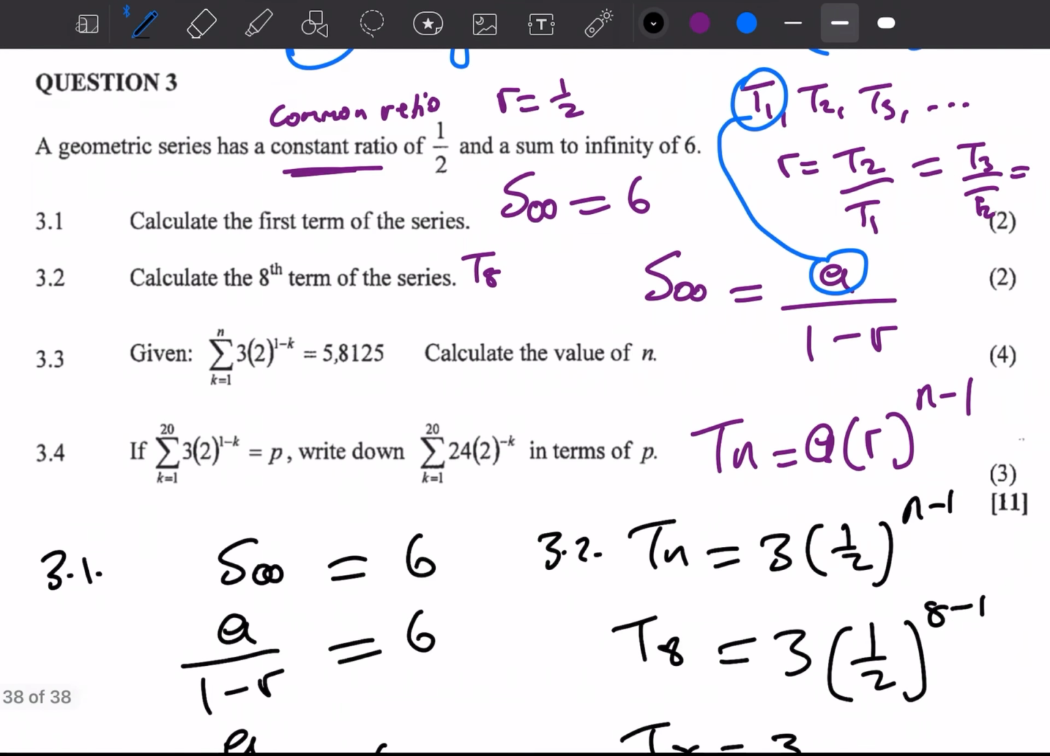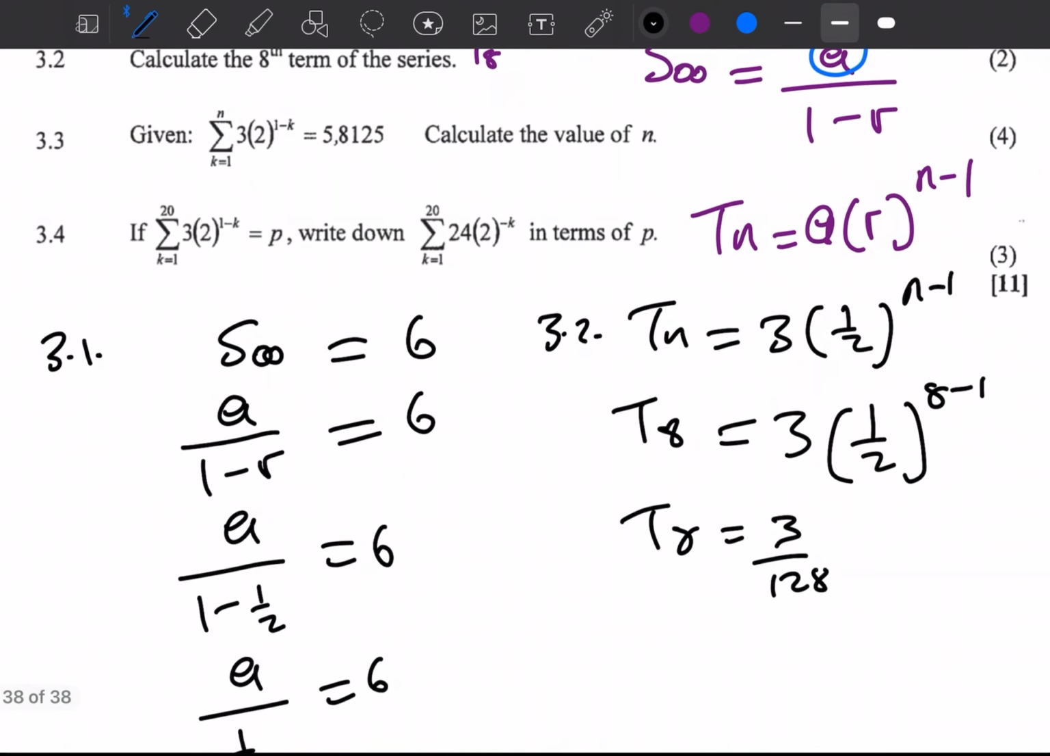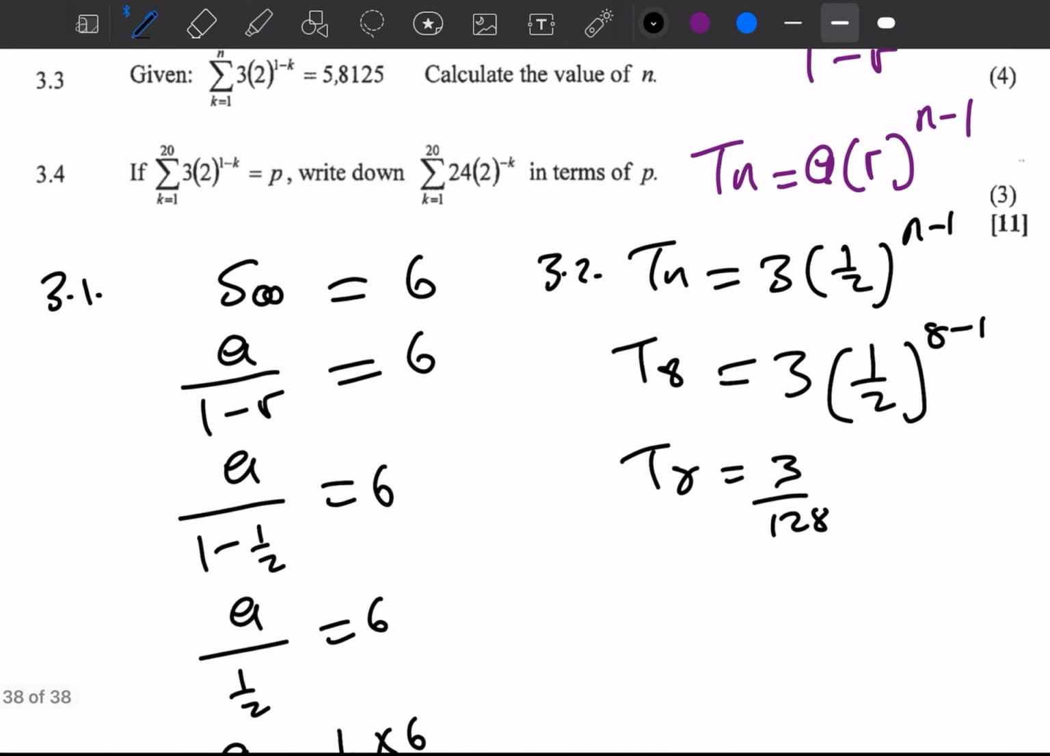So with these two questions, we've learned two important topics that you can actually spend 2 weeks to understand. Geometric series, general term of a geometric series, how to calculate the terms of the geometric series. That's 3.2. In 3.1, we have learned basically sum to infinity. Now in 3.3 and 3.4, we're going to learn sigma notations and how to use sigma notations.